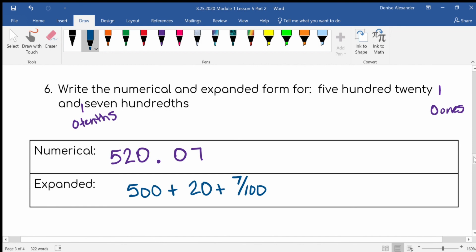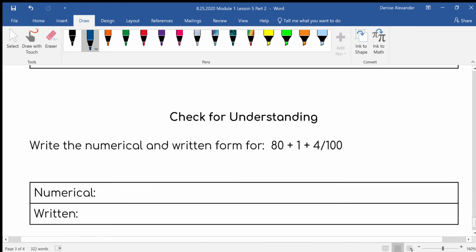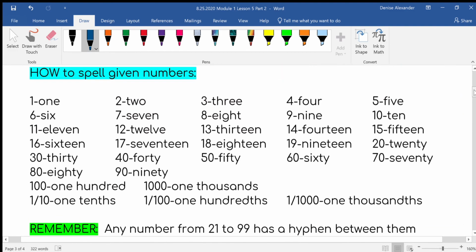So ladies and gentlemen, we are now going to quick look. We have 7 through 12 again that I'd like you to practice on. Here's check for understanding. Remember, if you need anything, go ahead and ask questions.